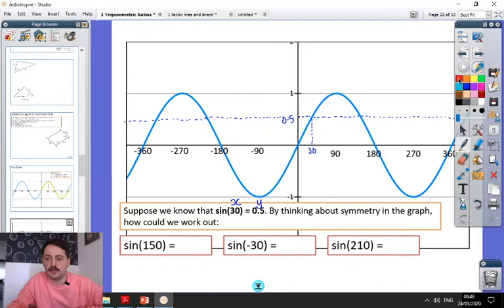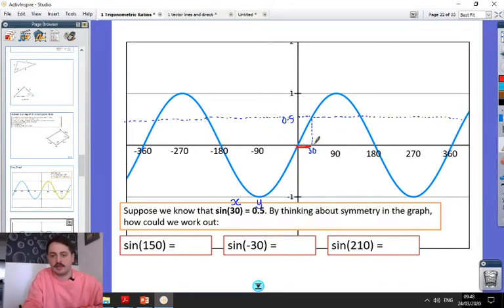And what we should notice is that this gap, which is 30 degrees, should be the same gap as this bit here of 30 degrees, because that first hump here is symmetrical. So if this red line that I've drawn is 30 degrees, then this red line would be 30 degrees, meaning that the angle at this place here is 150. So the sine of 150 is indeed 0.5 as well.